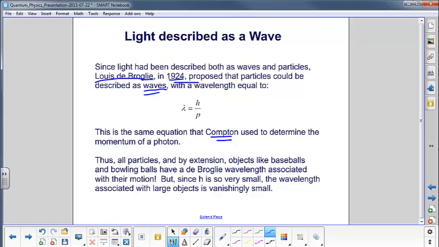And we could also say this would be the momentum of a particle, like an electron, which would give rise to a wavelength. So now we're talking about particles like electrons, protons, etc. having a wavelength. So all particles, and by extension objects like baseballs and bowling balls, have a de Broglie wavelength associated with their motion. But since h here is very, very small, the wavelength associated with large objects is vanishingly small.